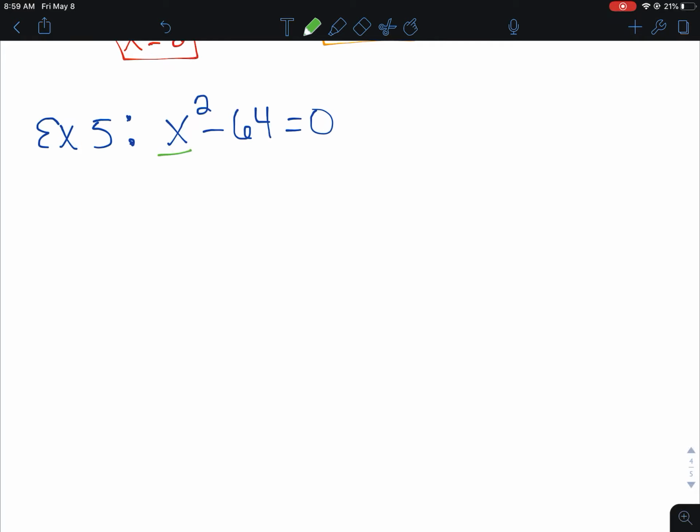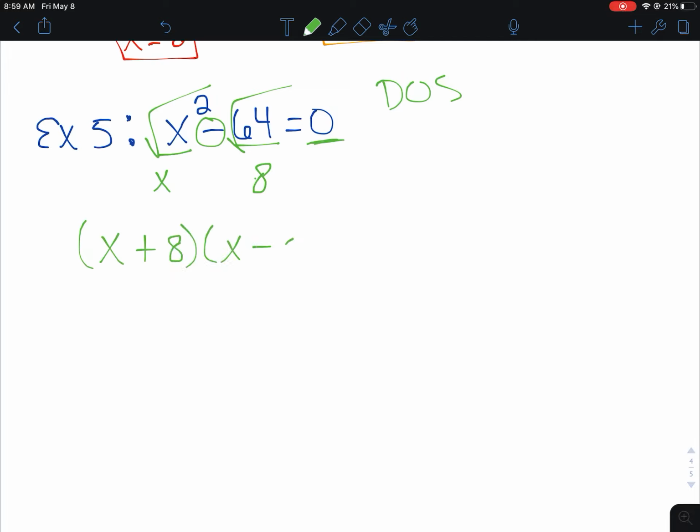So if you look at this one, x squared minus 64, there are two perfect squares here, right? And a difference. So this is your difference of squares. It's already set equal to 0. So we want to think about taking the square root of each value. Well, the square root of x squared is x. The square root of 64 is 8. So my factors are x plus 8 and x minus 8, right?